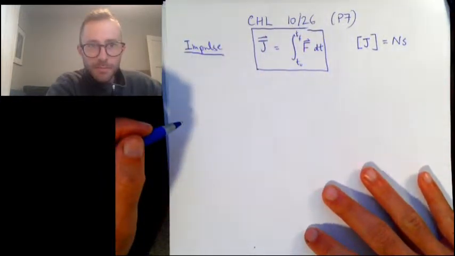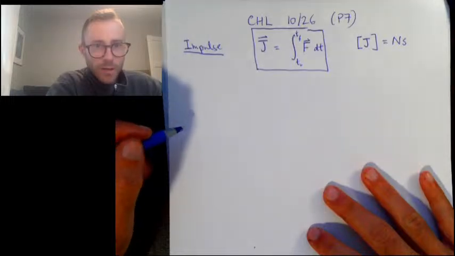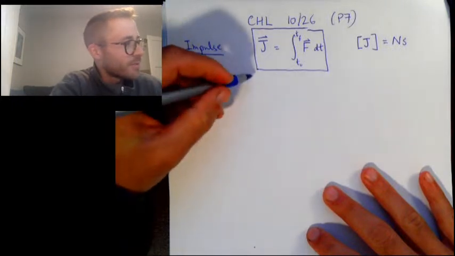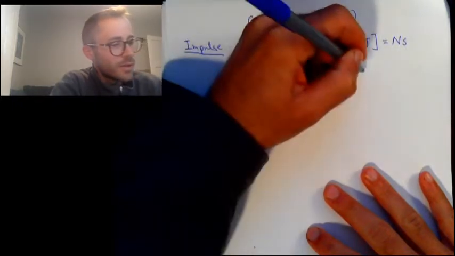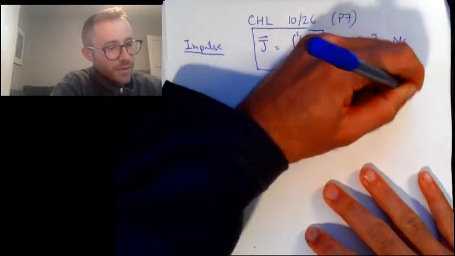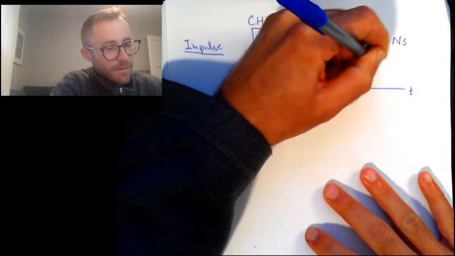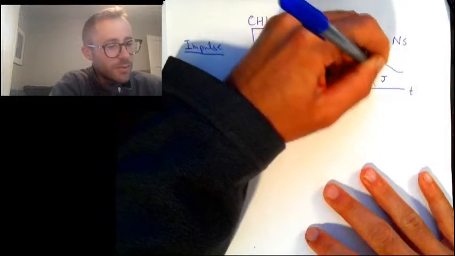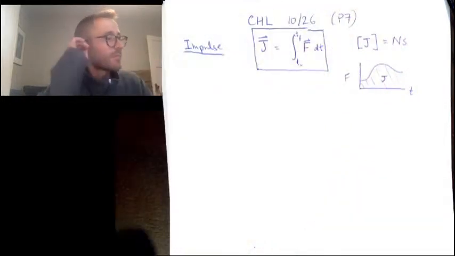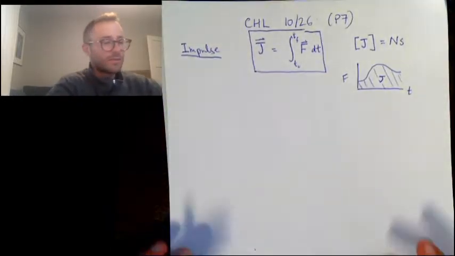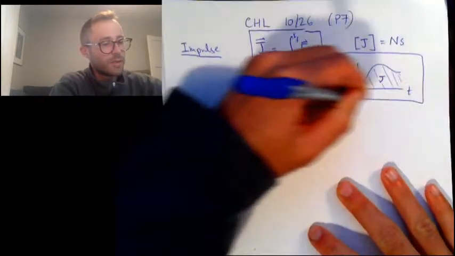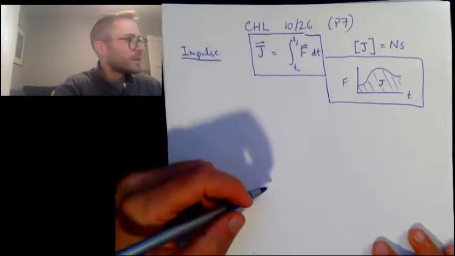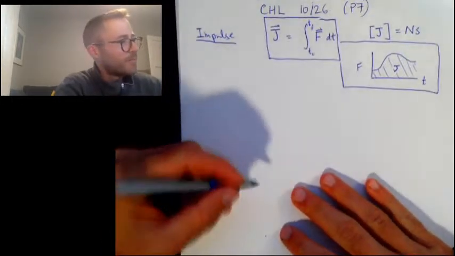An alternative way to think about impulse is, because this is an integral, integrals are area under the curve. So if you have a force-time graph like this, the impulse is the area under that force-time graph. So these are two sort of equivalent ways of thinking about impulse.